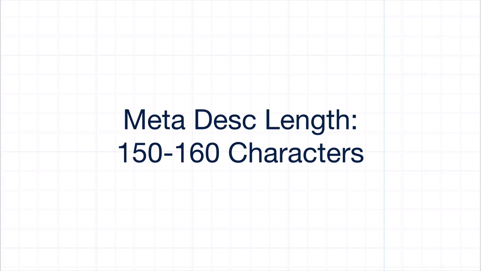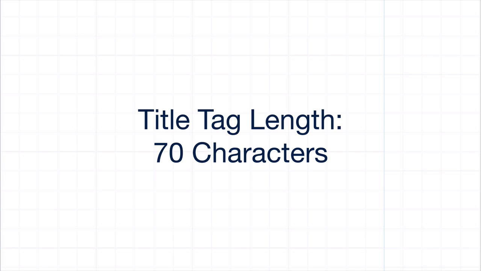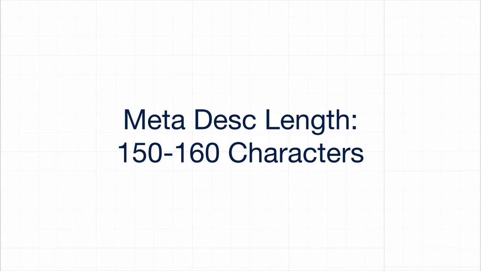If not, just Google SEO title length checker or meta description length checker or meta length checker or something like that, and I'll probably include a link to a tool below this, but they basically show you the length as you're writing it, or you can just manually count it out. These are the maximums that you really want to aim for, so 70 for the title and 150 to 160 for the meta description.